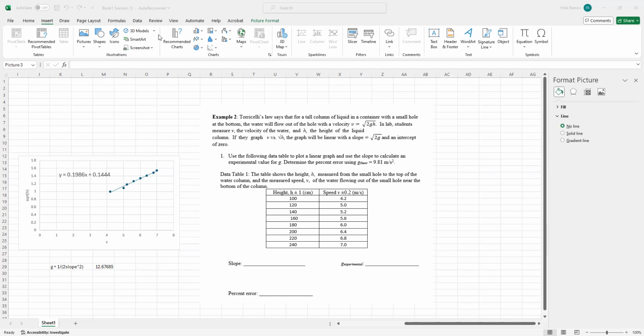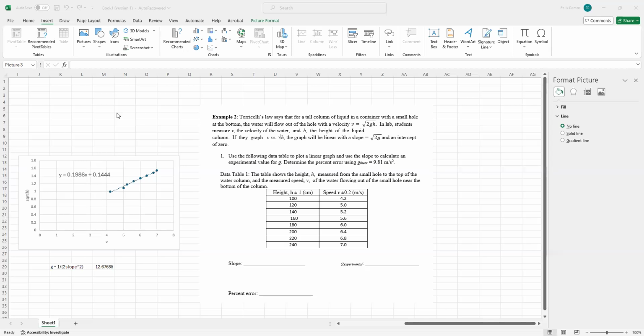In lab, students measure v, the velocity of the water, and h, the height of the liquid column. If the graph is of v versus the square root of h, that would be a linear graph with a slope of the square root of 2g and with an intercept of 0. So they say use the following data to plot a linear graph and use the slope to calculate an experimental value for g. Determine the percent of error, using that the theoretical value of the acceleration of gravity is 9.81 meters per second squared.